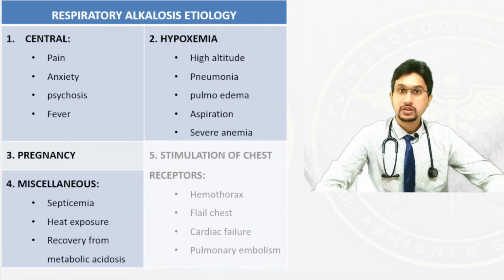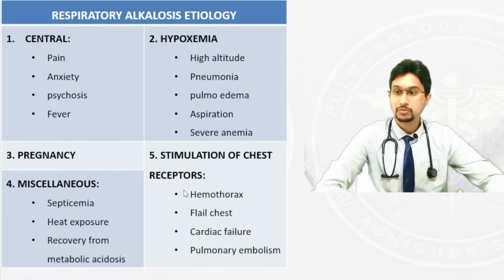Hyperventilation also occurs because of stimulation of chest receptors as in case of hemothorax, flail chest, cardiac failure or pulmonary embolism. So these are the causes that result in hyperventilation, which in turn reduces the carbon dioxide level in the blood, resulting in respiratory alkalosis.